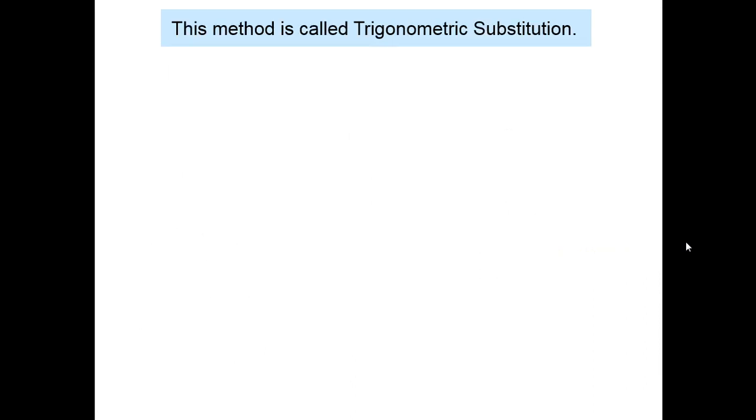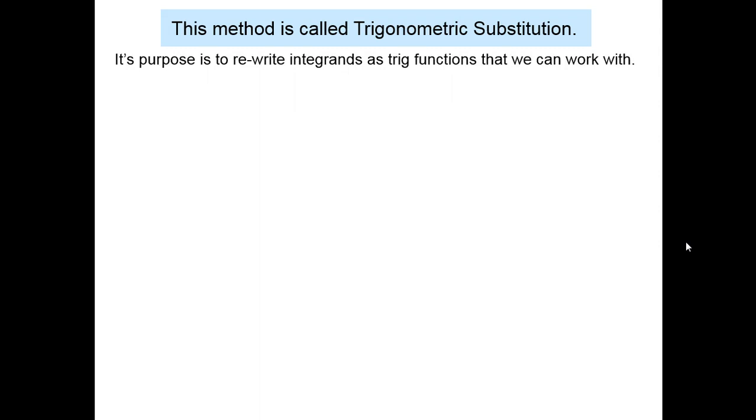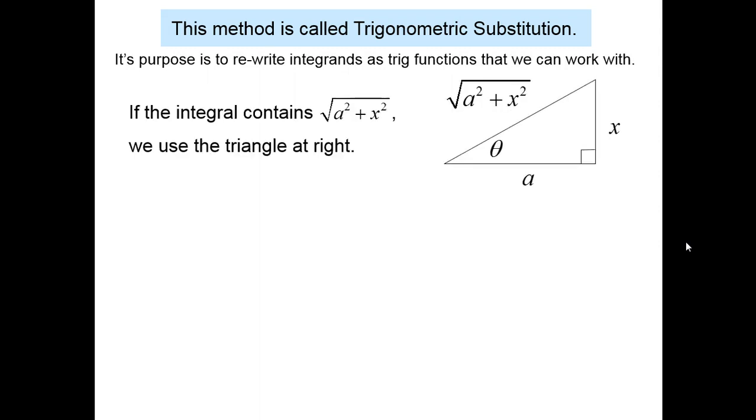So this technique is called trig substitution, and there's 3 main forms of the right triangle that we're going to work with. The first one is the one we just looked at. So if the integral contains the square root of a squared plus x squared, that's going to be your hypotenuse. X is going to be your opposite side, and a is going to be your adjacent side. Always put your theta in the acute angle in the lower left side of the triangle.